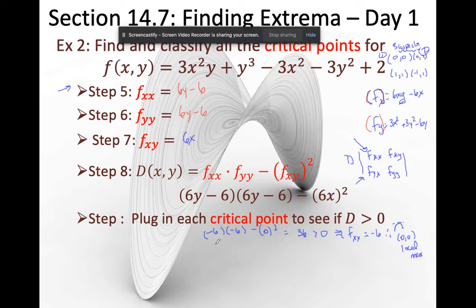2, plug in 0, 2. So I have no x, I'm just plugging in 2 here. So I get 6, still 0 squared. I get 36, which is greater than 0, so the second partials is greater than 0. Now go to the second derivative, plug in 0, 2. And I get +6. So I have the horizontal tangent concave up situation. 0, 2 is a local min.